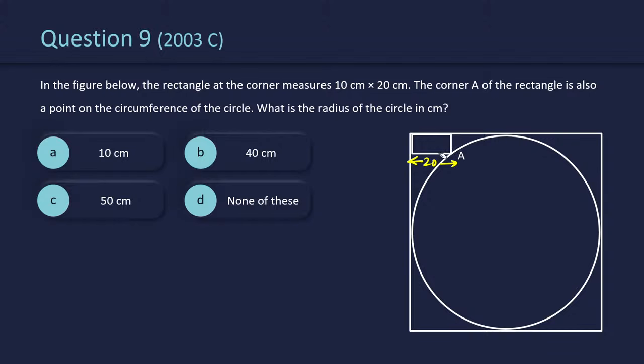Let me write this 10 here. So this is 10. So it lies on this rectangle also, it lies on the circle as well. We need to find out what is the radii of this particular circle. Let's call this O. So what is the distance OA is what we need to find out. It's the same logic that we just saw. Okay, exactly the same thing has to be done.